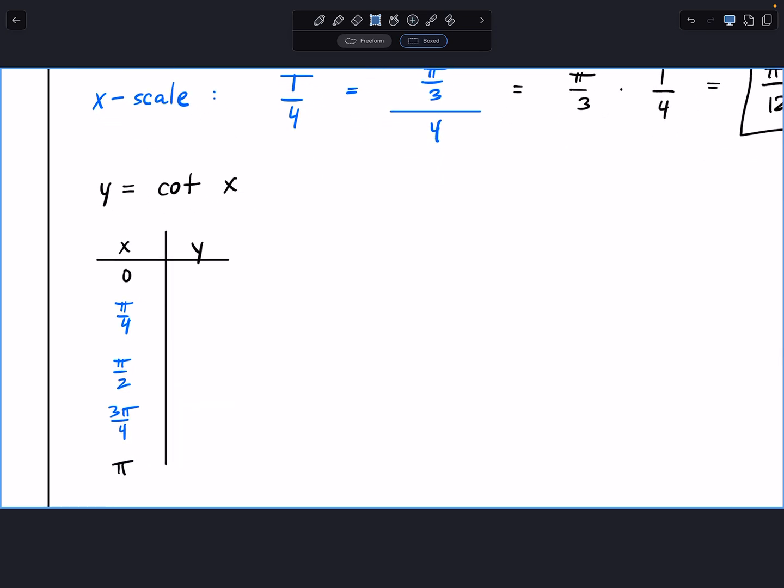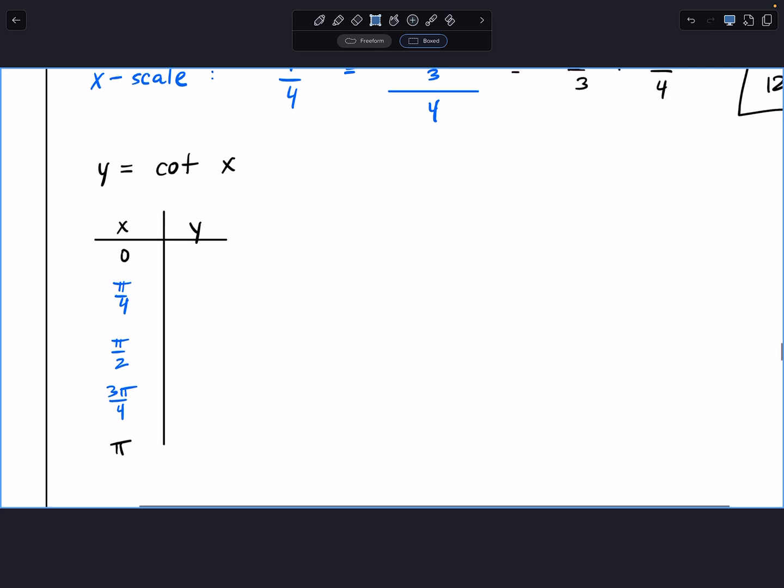So everything is connected, guys. If you guys are confused, like, why am I going by pi over 4? What's the period normally of this? Pi. To find any x scale, what do you do with your period? Divided by 4. So what's pi divided by 4? Pi over 4. What am I going by? Pi over 4. So that's the same idea.